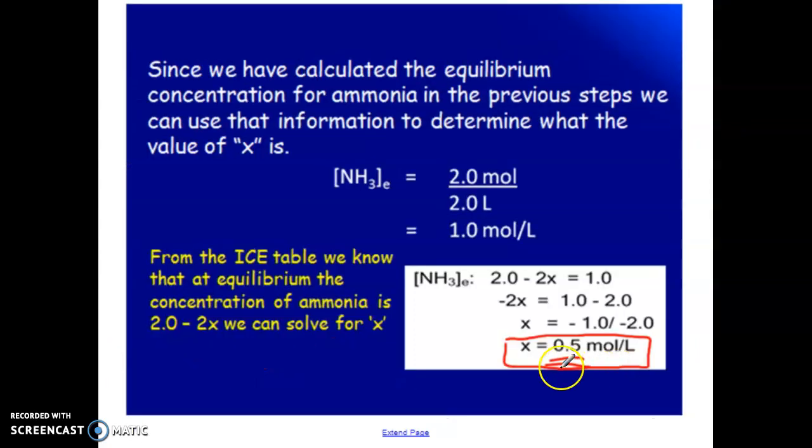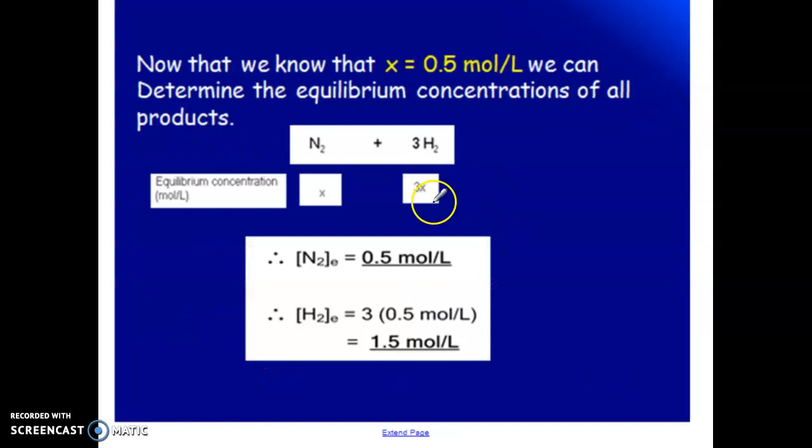So because we know x is 0.5 moles per liter, and nitrogen is x, that means the nitrogen equilibrium concentration is 0.5 moles per liter. And because hydrogen's equilibrium concentration was 3x, we just simply plug in our x, which is 0.5. So 3 times 0.5 is 1.5 moles per liter.